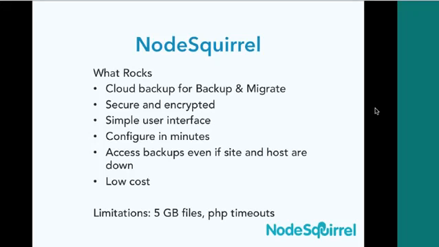There are a couple of limitations that we should mention in conjunction with Backup Migrate as well, mostly exposed with NodeSquirrel: PHP timeouts and file sizes. If you have a single file that is larger than 5 gigabytes, such as a huge database, databases tend to compress quite well, maybe 8, 10, 12 to 1. But if you had a 100 gigabyte database, even compressed, with cache tables removed, you might start pushing up against a hard limit of 5 gigabytes per upload.